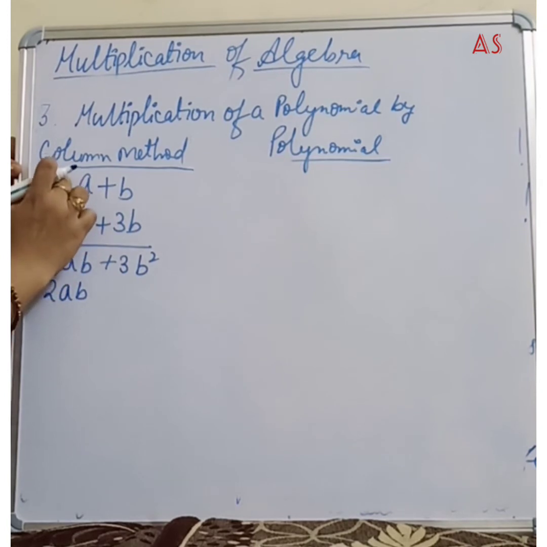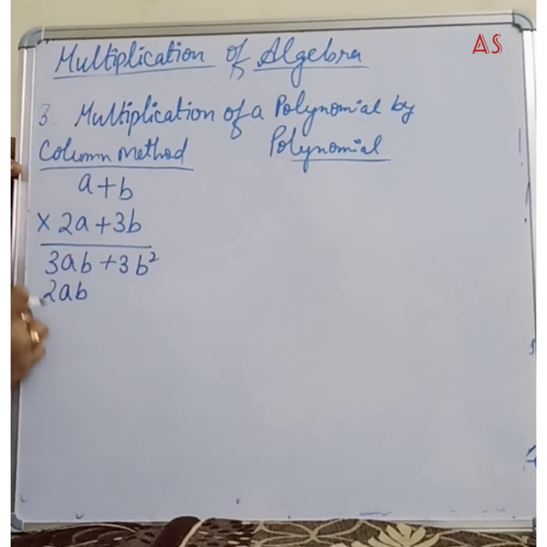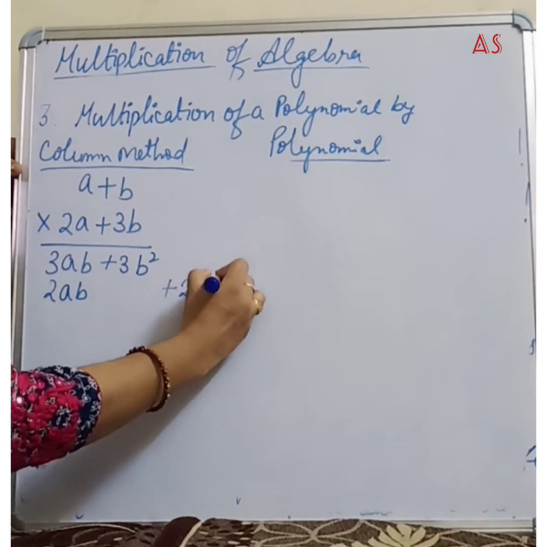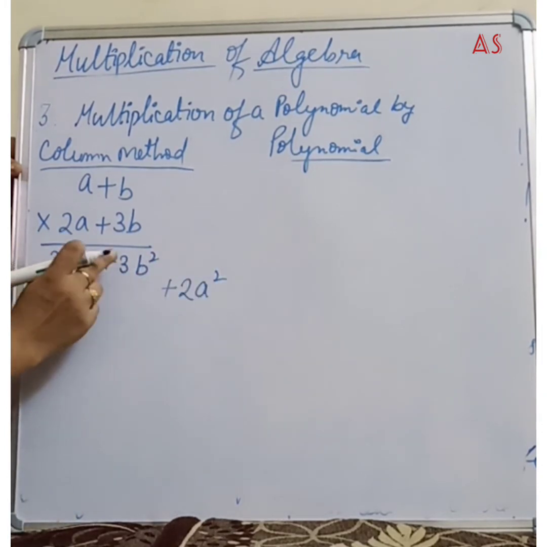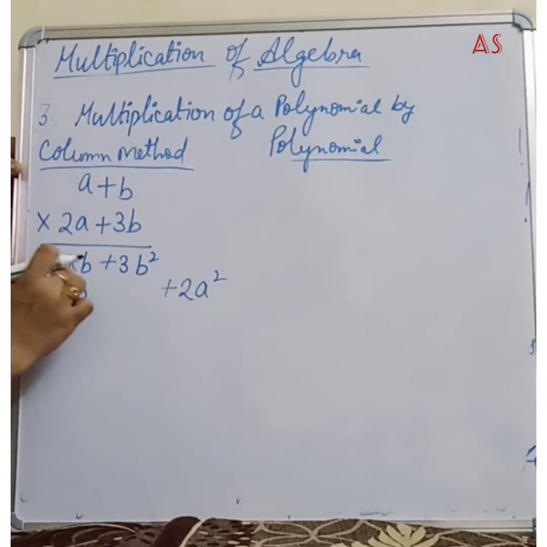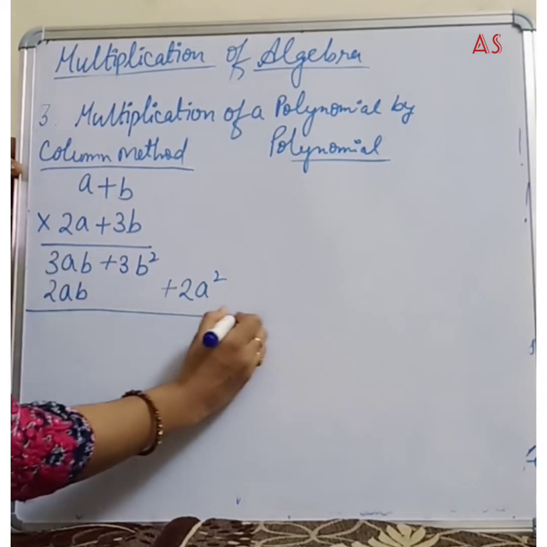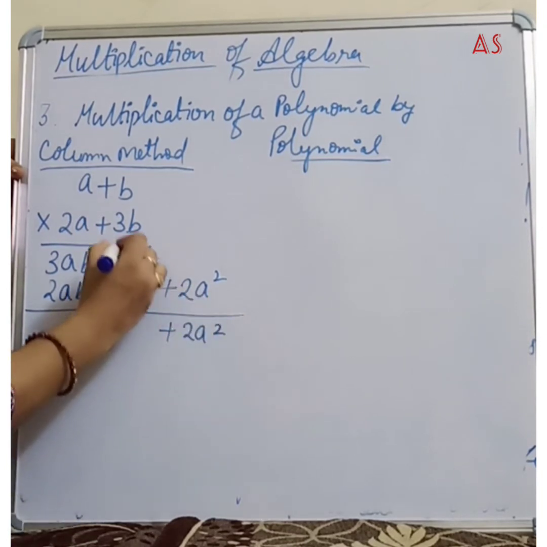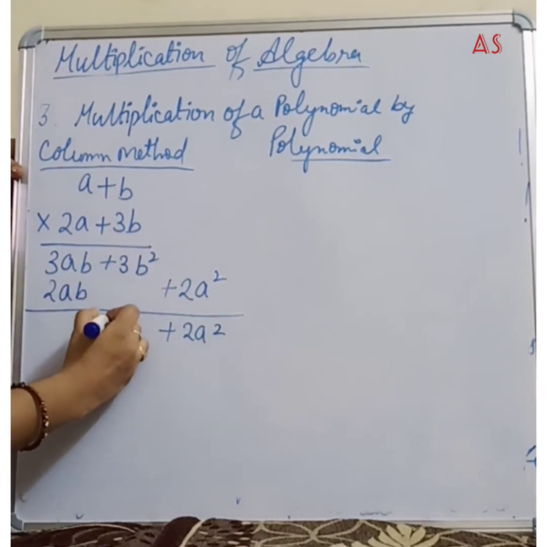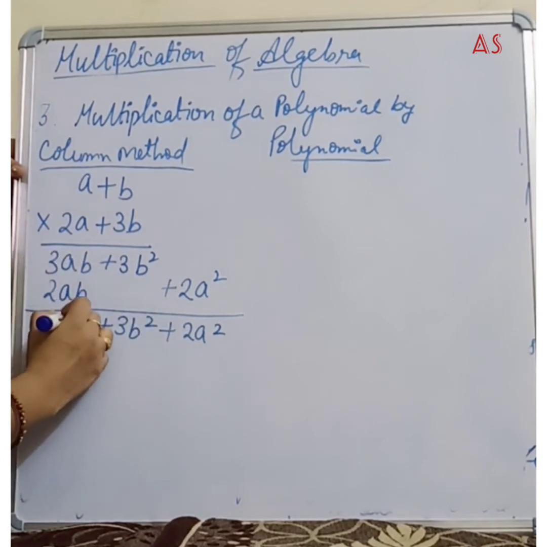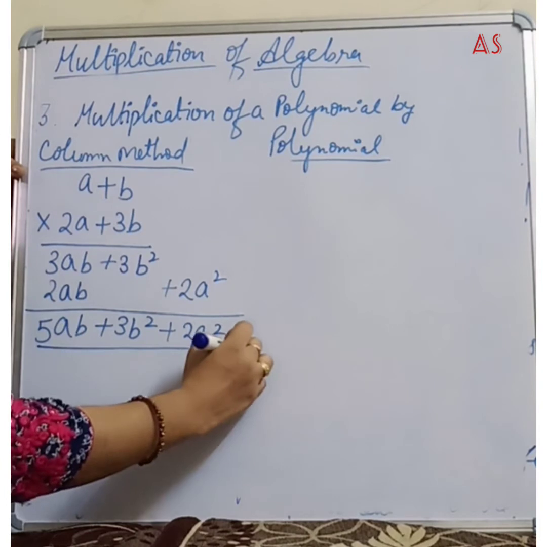Now 2 1s are 2, a square. A square is not here in first part, so we will write separately 2a square. Which variables are not same, like variables, you write separately. Okay, and which are like, you write below. Now you will add plus 2a square. Here no other terms, as it is 3b square we will write, and this is 3 plus 2, 5. So this is your answer.